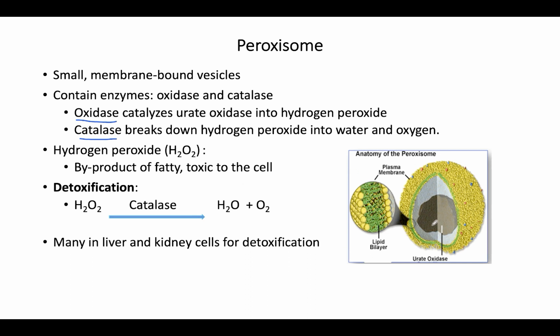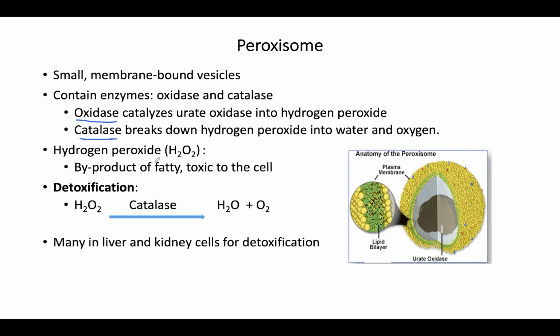If we look at this figure, this is a peroxisome. You see urate oxidase inside the peroxisome. This urate oxidase converts uric acid into hydrogen peroxide. This hydrogen peroxide can be toxic to the cell because it is highly reactive to other molecules in the cell.